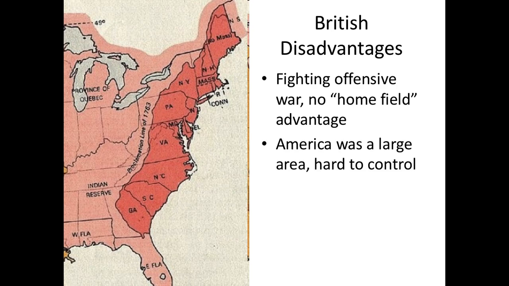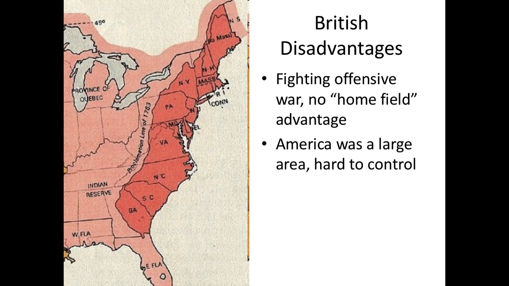On top of that, the American colonies were rather large. There were hundreds of miles of coastline to control. There were thousands and thousands of square miles to control. So the English had a large area on their hands to try to control, and they would struggle with that.